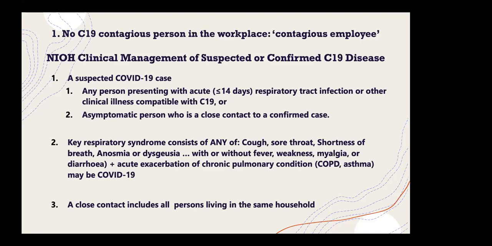And then there are key respiratory syndromes, which consist of any of those below, and also an acute worsening of somebody with a chronic lung condition, somebody with an acute asthma, or a worsening of emphysema or chronic bronchitis. And a close contact includes all persons living in the same household. So you may just feel where I'm going to.